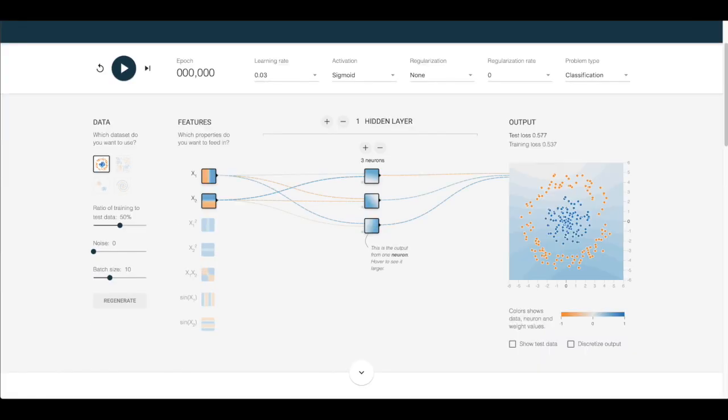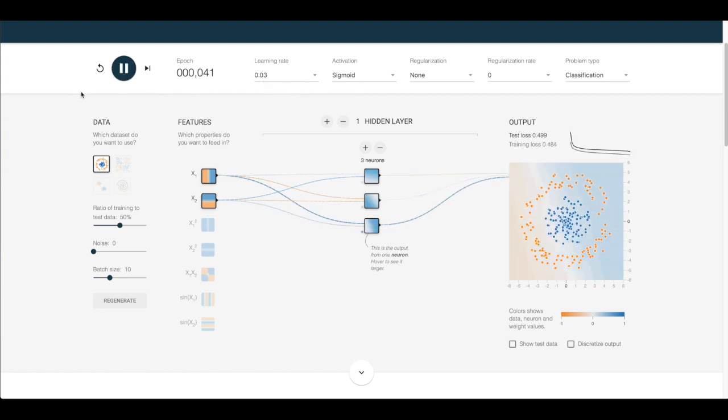So this is an in-browser app that actually does neural network training in your browser. So we have some questions here to guide our experimentation with this tool. First one says, about how many epochs does it take for the network to discover the radial structure of the data set? So we have this data set. We're just giving it the original input features, the x value and the y value. And we have 3 neurons in this hidden layer. We're using sigmoid activation and a learning rate of 0.03.